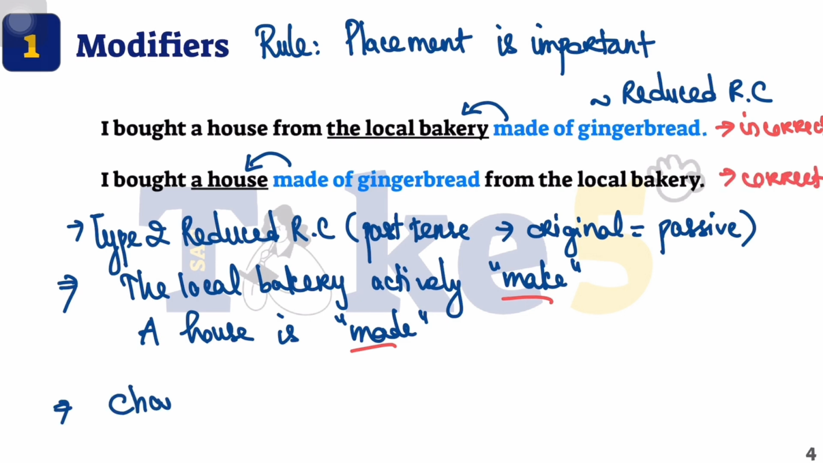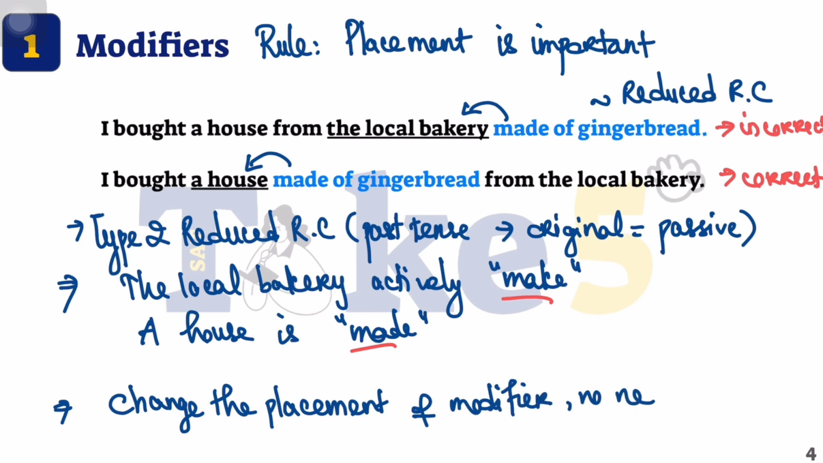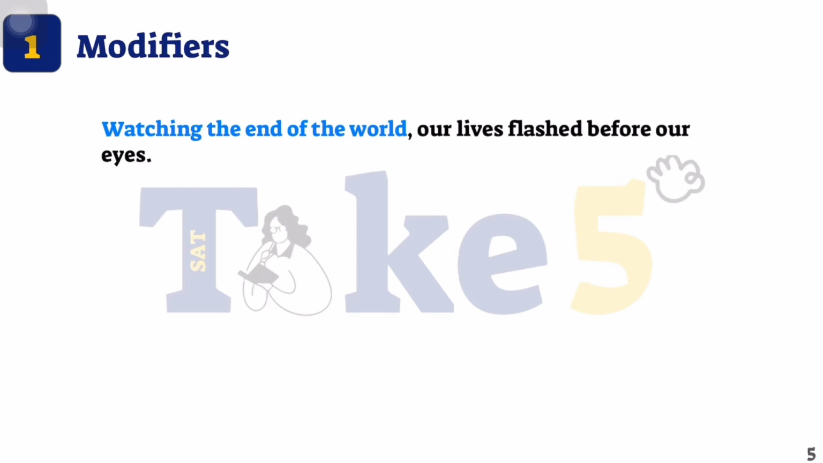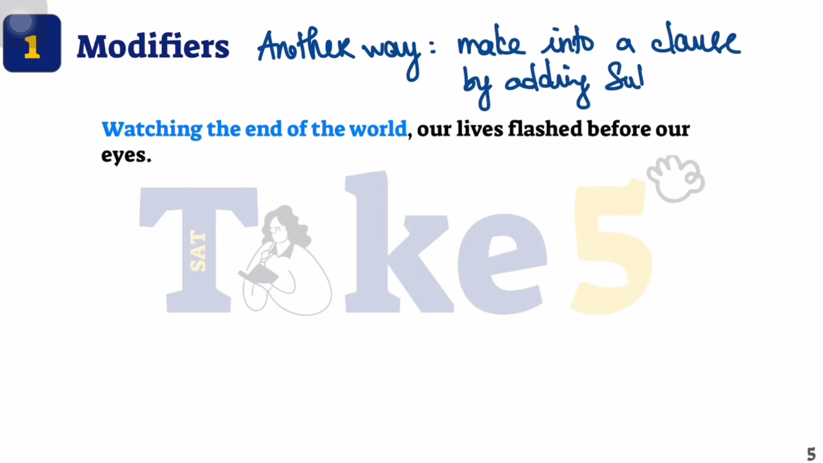So you may not need to change the verb forms of the modifier, you can just change the position of it if you understand the use of modifiers correctly. Another way to fix a wrong modifier without changing the verb forms or the placement is to make this modifier into a clause by adding the right subject.